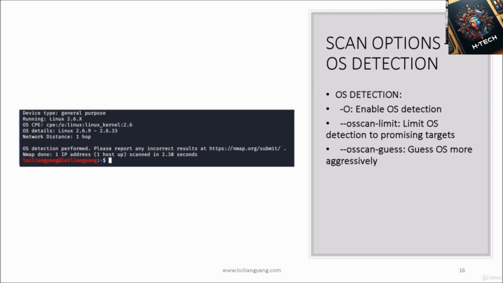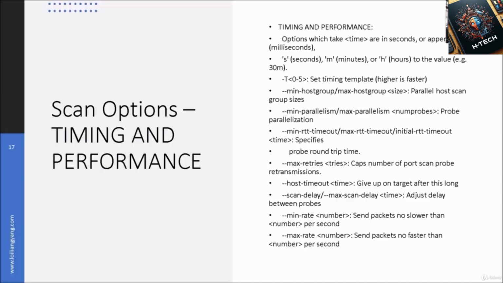And of course, on the right side, we can see the options. And sometimes you may not be able to actually find out the operating system type. So that is when you may be using the -osscan-guess. So again, we are trying to guess the operating system more aggressively from the use of that function.